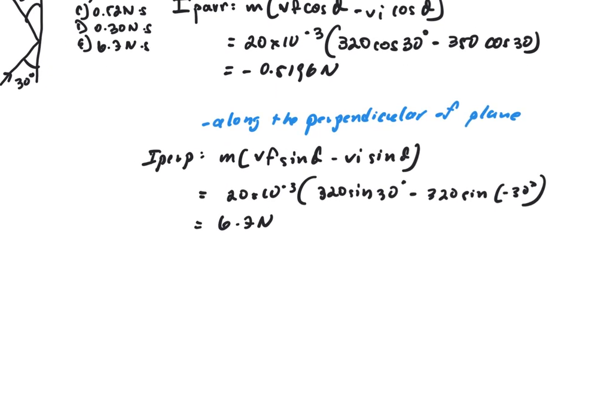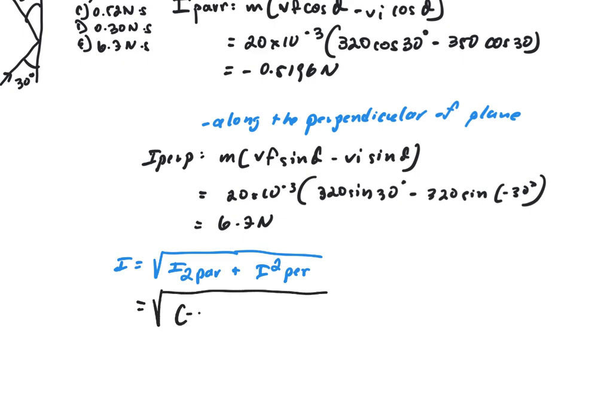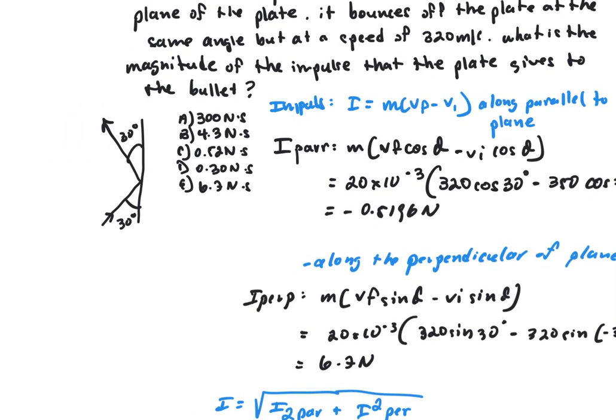Now we're going to use an impulse formula to figure out the newtons. So it's the square root of I parallel squared plus I perp squared, which comes out to 0.5196 squared plus 6.7 squared. So that comes out to 6.7 newtons. So the answer is D, E, 6.7.